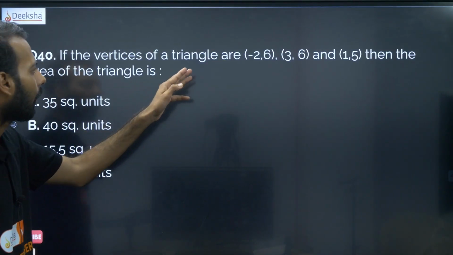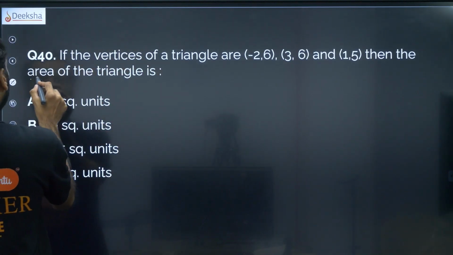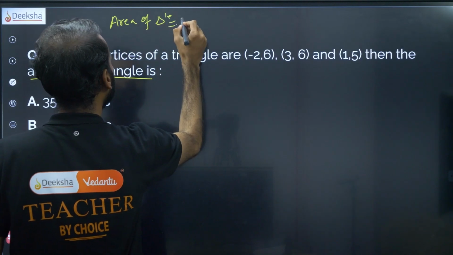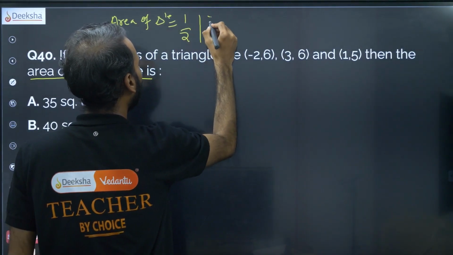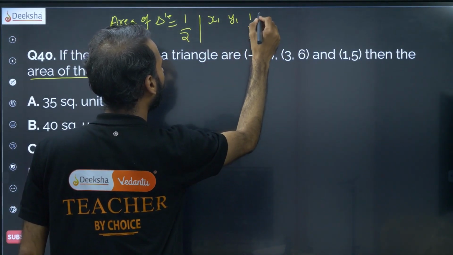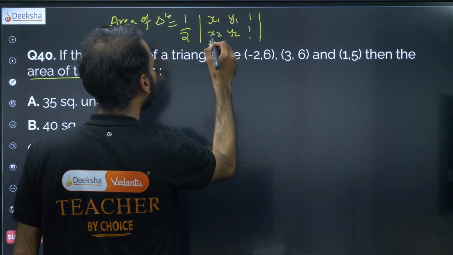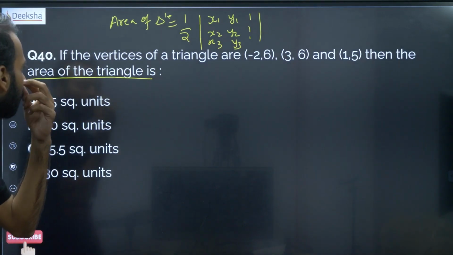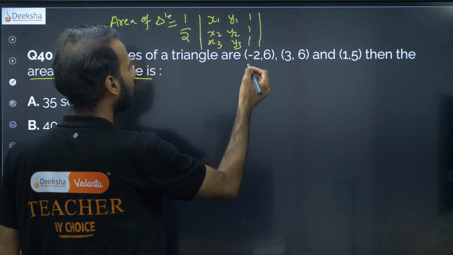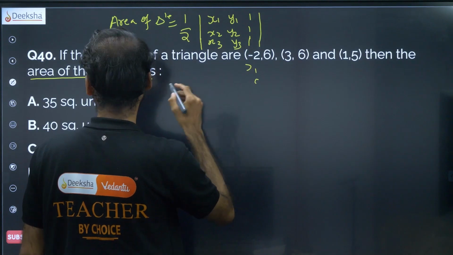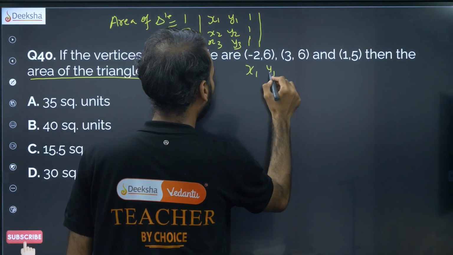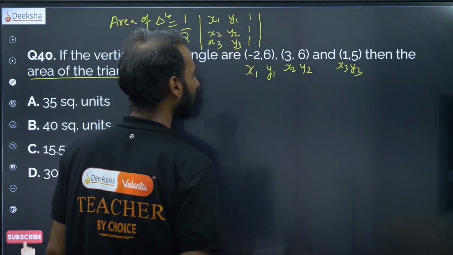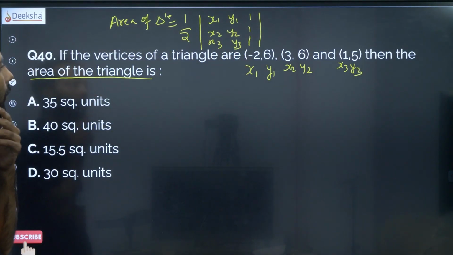If the vertices of a triangle are given, then find the area of the triangle. Synopsis for this: area of triangle is half of the determinant with rows x1 y1 1, x2 y2 1, x3 y3 1. Synopsis is this. Now here they have given x1 y1, x2 y2, x3 y3.